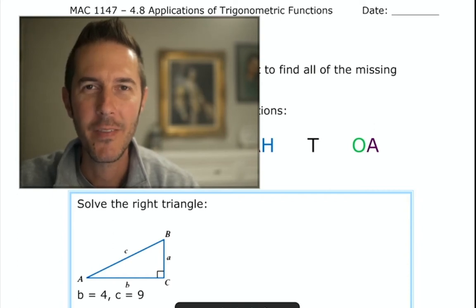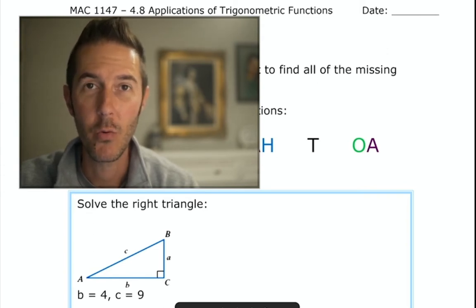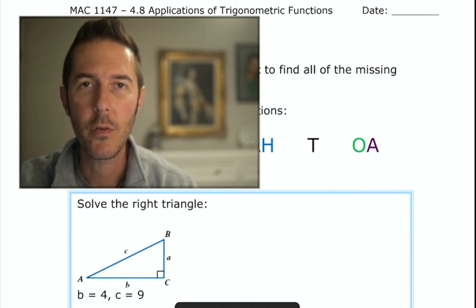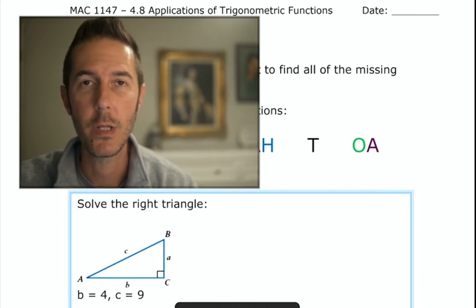Welcome back. In this video, we're going to be talking about applications of trig functions, which basically means this is a video about word problems that involve trig functions. And we're going to start things off just for a few minutes talking about inverse trig functions, and we'll pull out the calculator and find some angle measures of a given triangle.